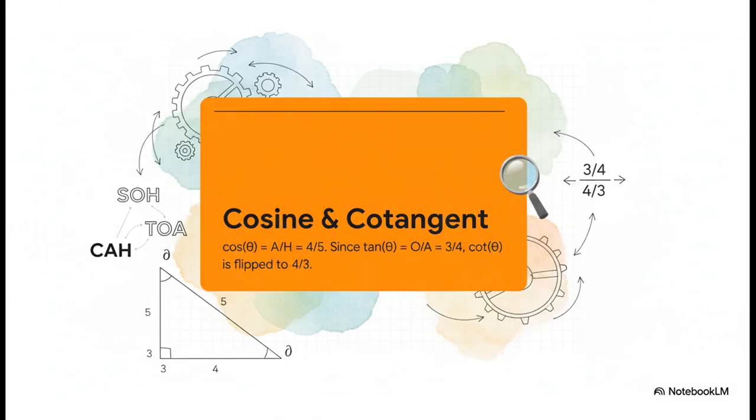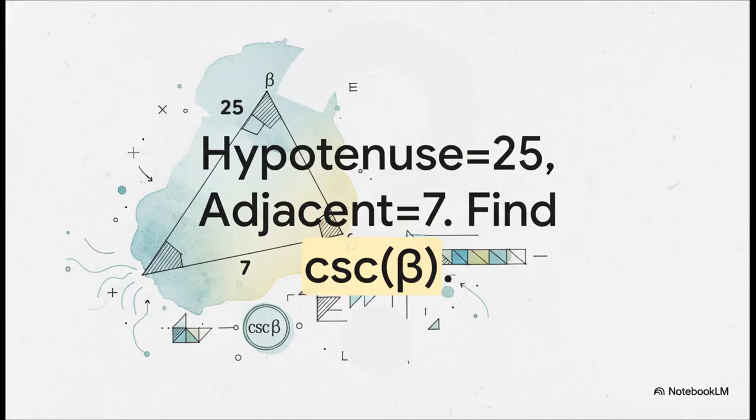We need cosine, right? SOHCAHTOA tells us CAH, adjacent over hypotenuse. That's just 4 over 5. Then we need cotangent. Well, cotangent is just tangent flipped over. Since tangent is opposite over adjacent, or 3 over 4, we just flip it and we get 4 over 3. Problem solved. Okay, ready for level 2?